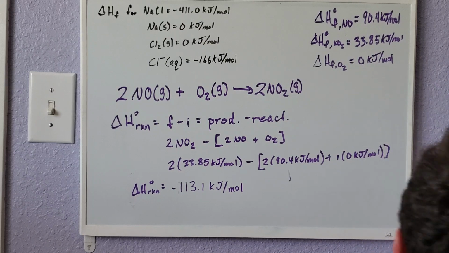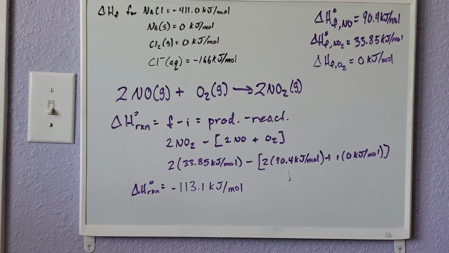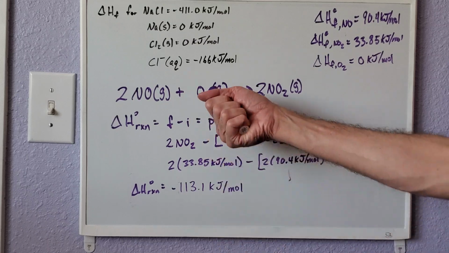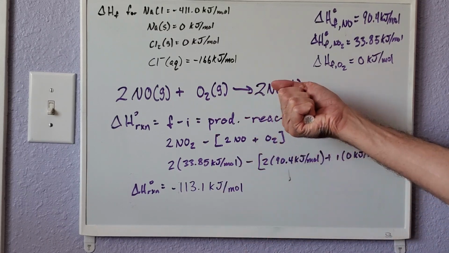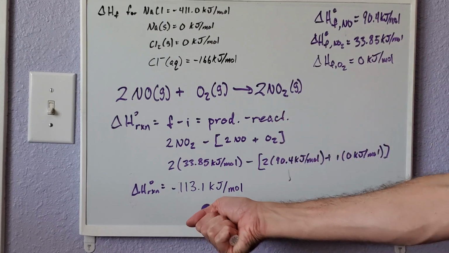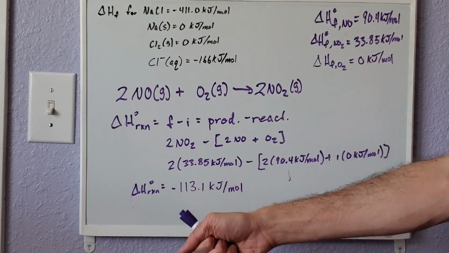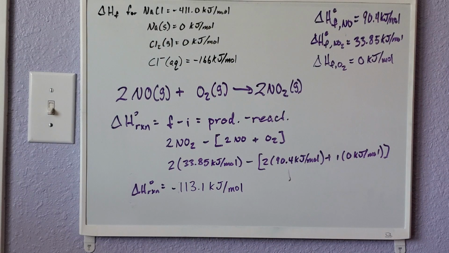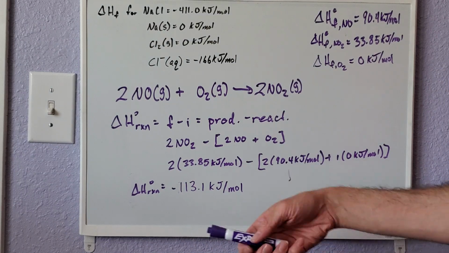So when you look at all this information, one thing you should understand here is that this is an exothermic reaction, just stating the fact that when you add 2 moles of NO plus 1 mole of O2 to produce 2 moles of NO2 gas, it's going to release 113.1 kilojoules of energy per 1 mole of the substance.